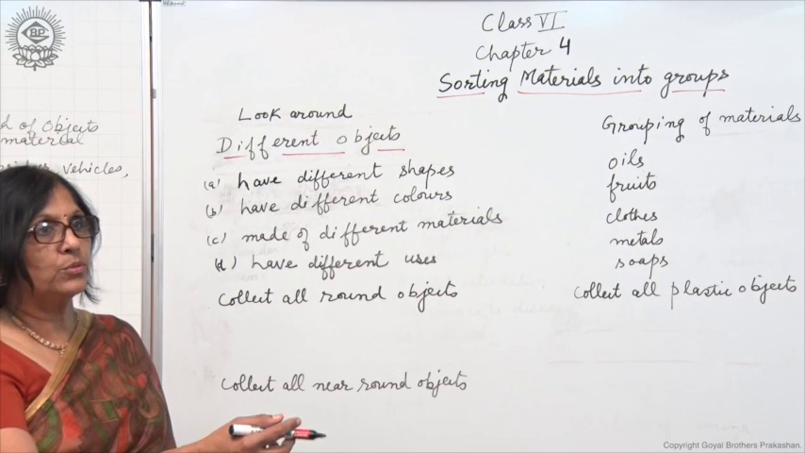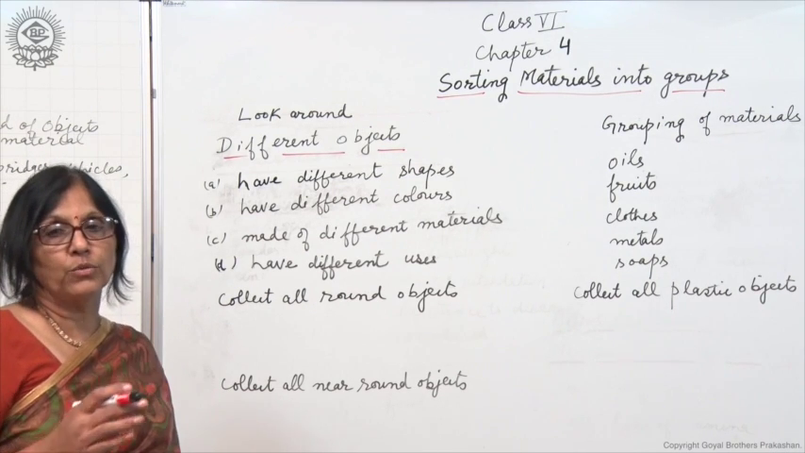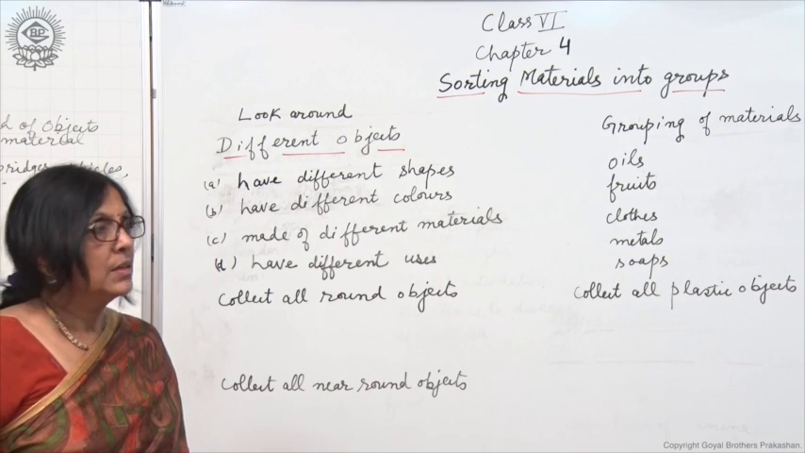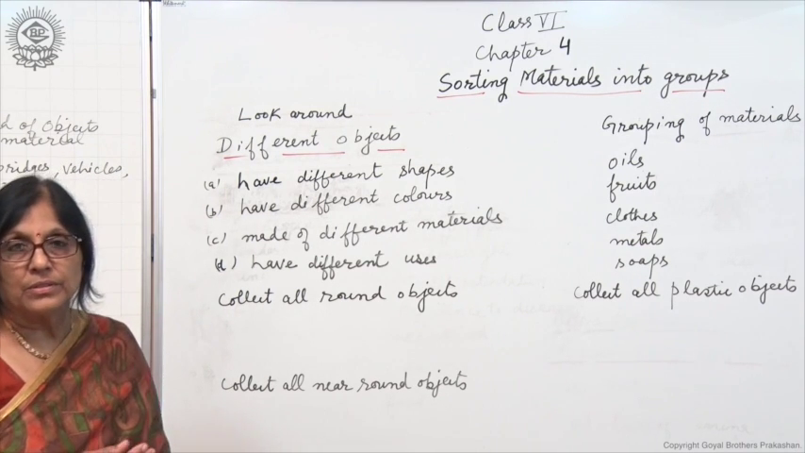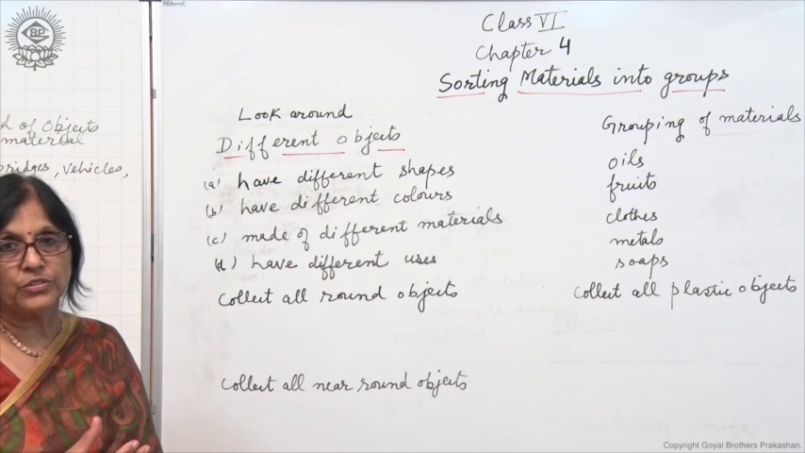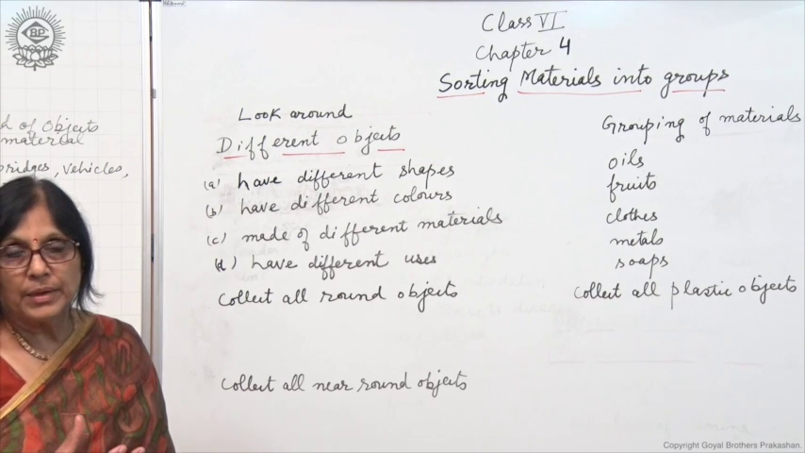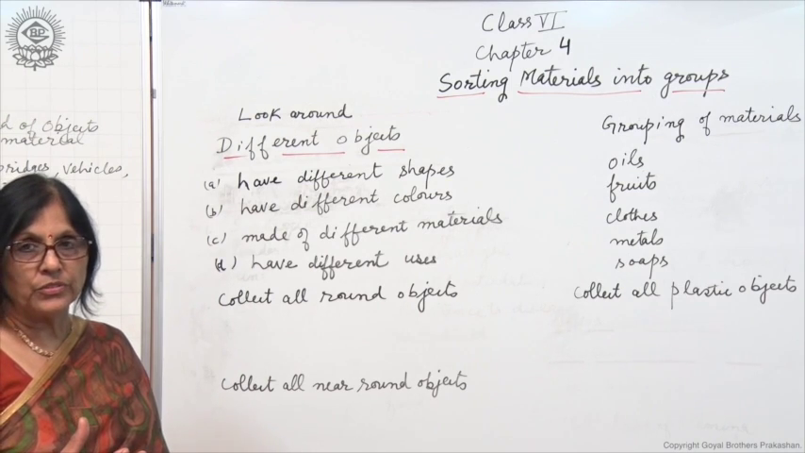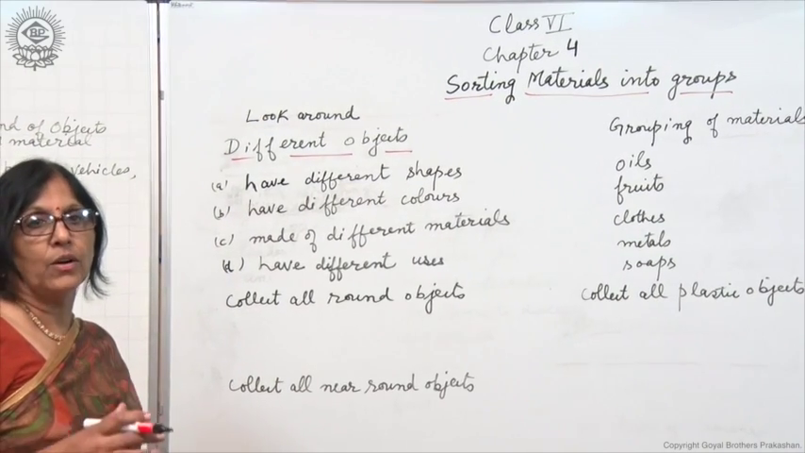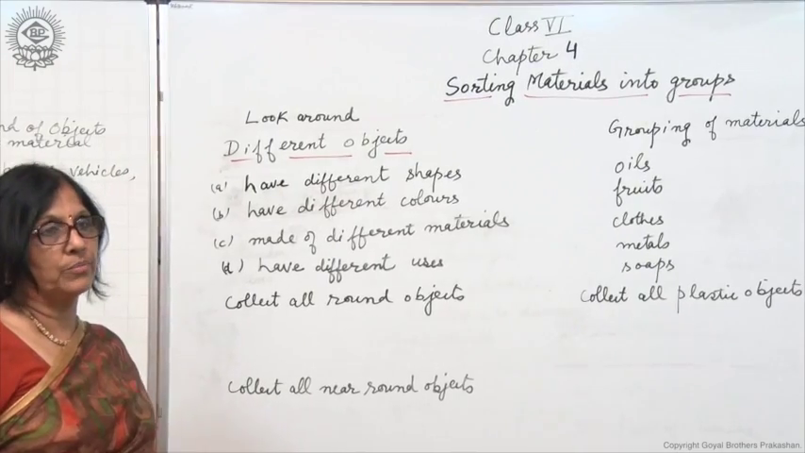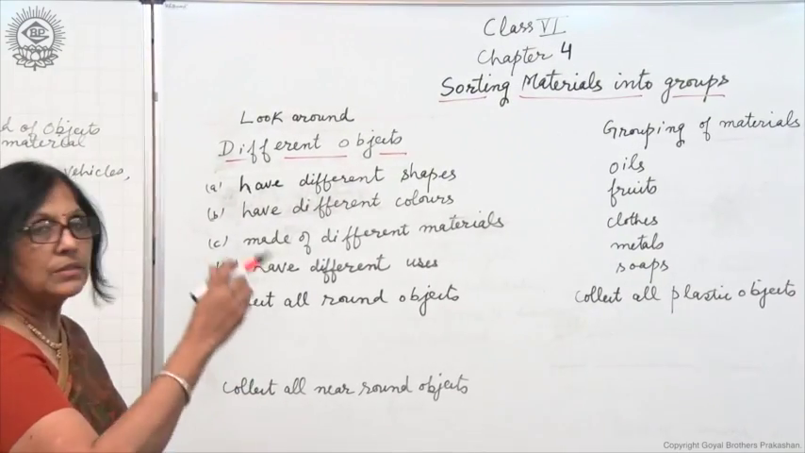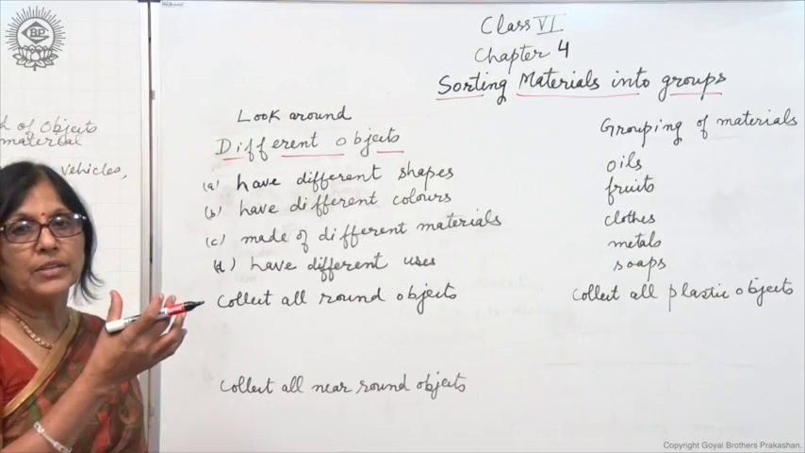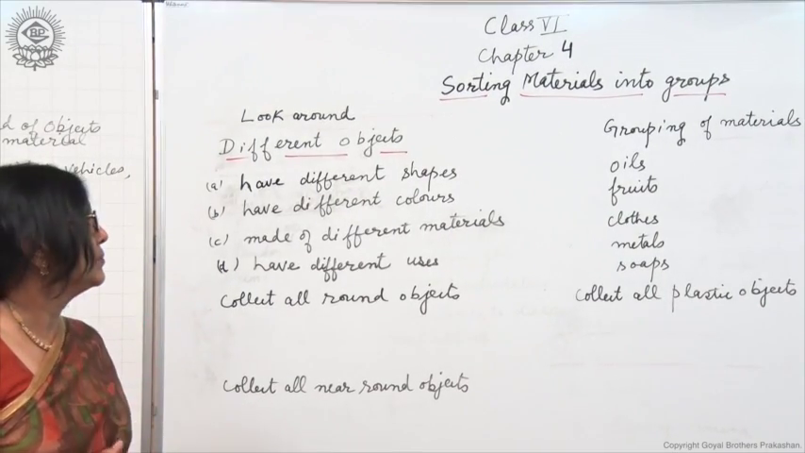Or if you are asked to collect all near round objects, which are not round but approximately round, in that you can collect, think over it, think yourself first of all, you can collect lemon, apple, watermelon, orange. These are not perfectly round but they are almost round in shape. So, like this you can group them together on the basis of some properties which are similar.